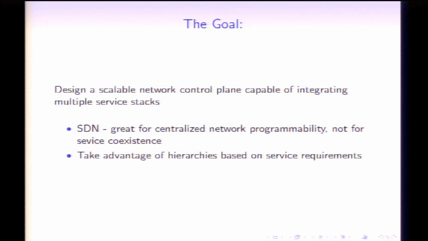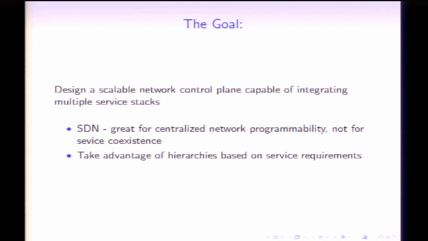Jumping right in, my goal is to come up with a scalable network control plane that's able to seamlessly integrate multiple service stacks, which are basically network stacks, services. SDN is traditionally good for logically centralized network management, but when it comes to having multiple sources of network control, it tends to become conflicted in that a controller might send conflicting messages to the data plane, misconfiguring switches and routers.